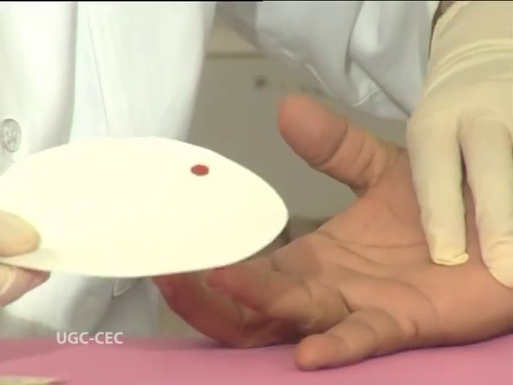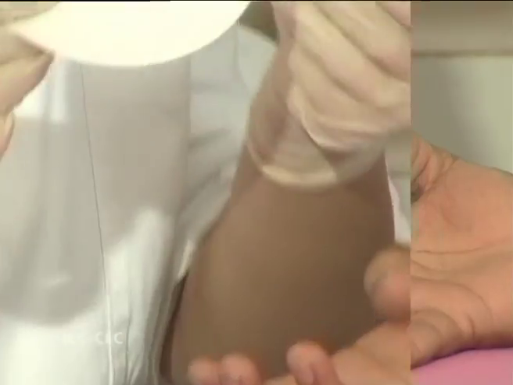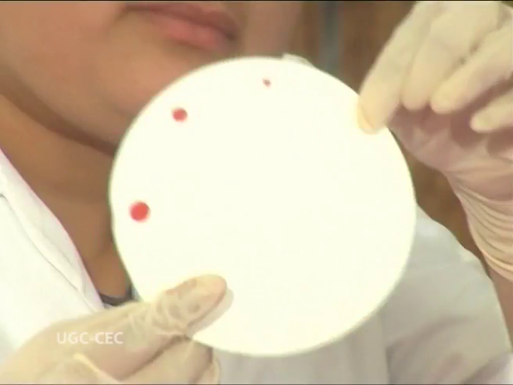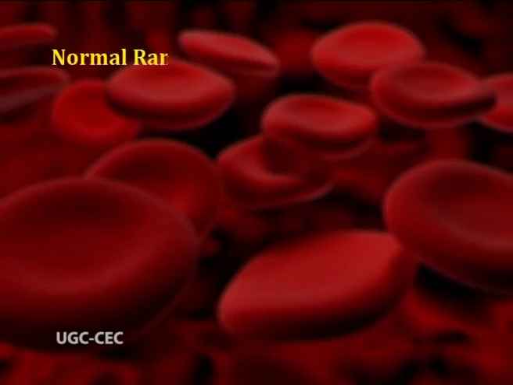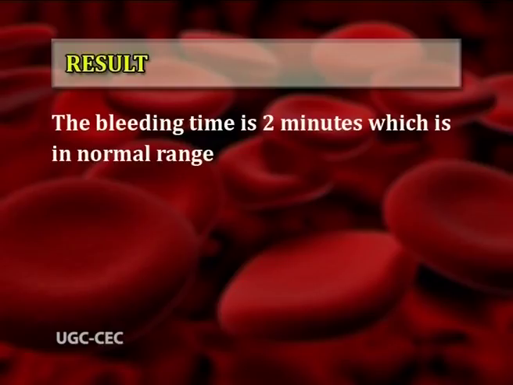Step 3. Touch the formed drops of blood with the edge of filter paper every 30 seconds. Step 4. Note the time taken for bleeding to stop and no more blood stains on the paper. Normal range of bleeding time is 1 to 4 minutes. Result. The bleeding time here is 2 minutes, which is in the normal range.